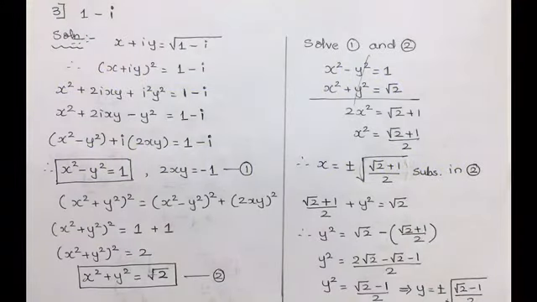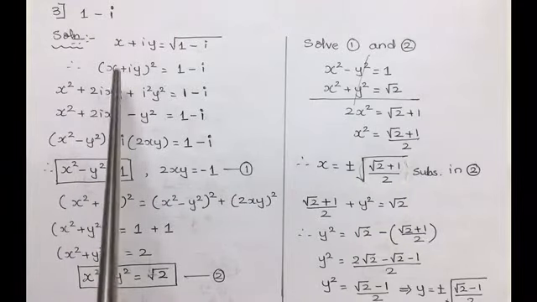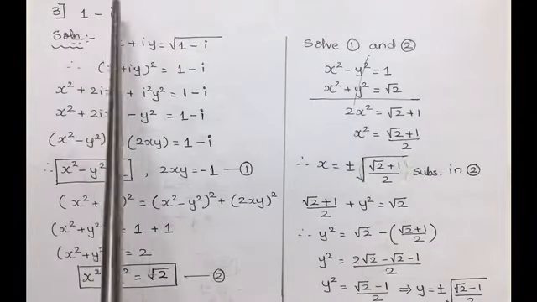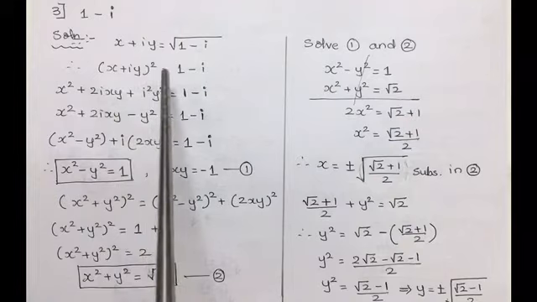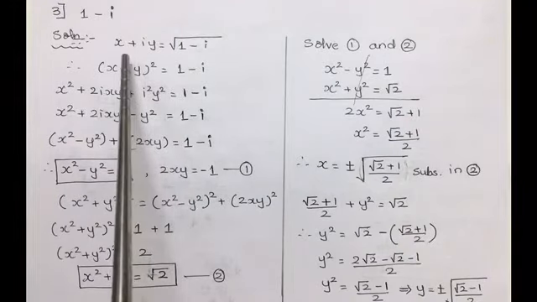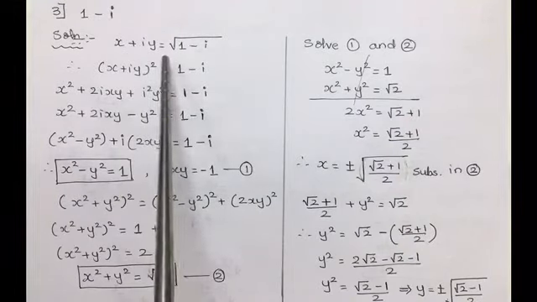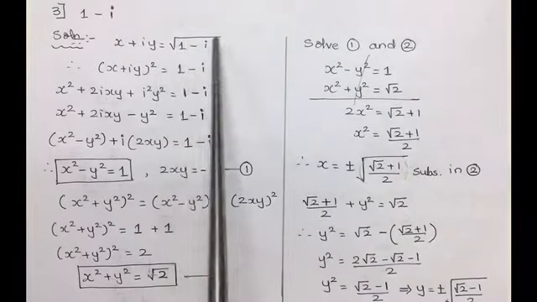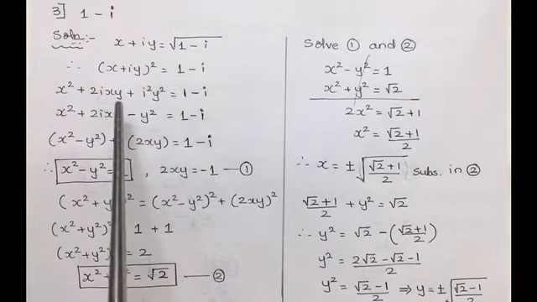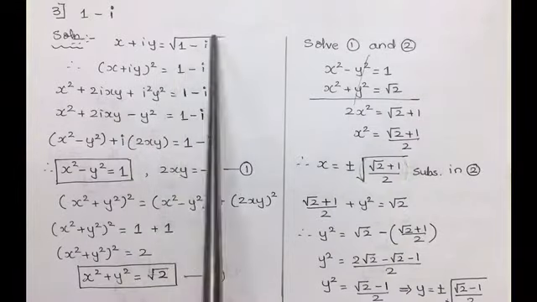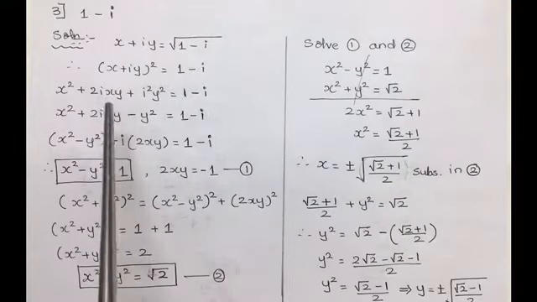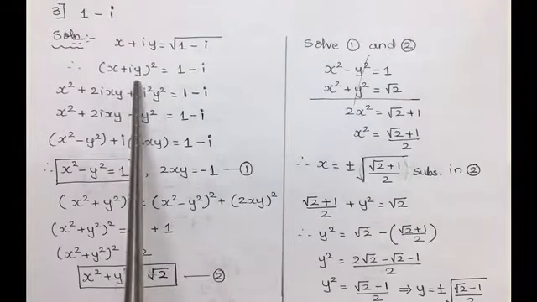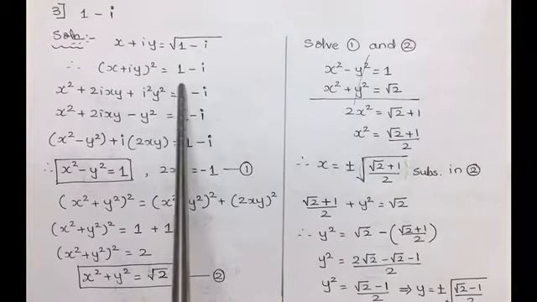Question number 3 is given as 1 minus i. Its square root is to be calculated. So again we will assume x plus iy equal to the square root of 1 minus i. Now removing the root, it becomes square. So x plus iy whole square is equal to 1 minus i.